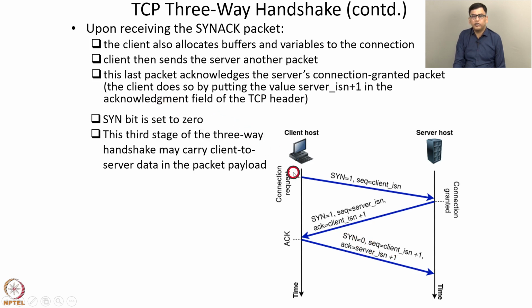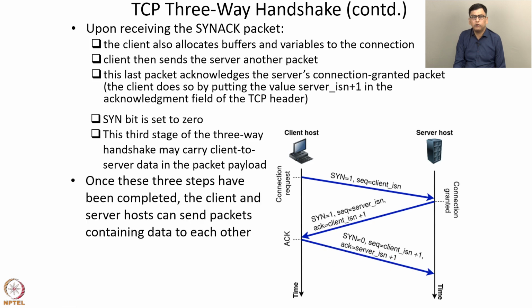So this third stage of the three-way handshake may carry client to server data in the packet payload. So we can piggyback some application data on this third packet, which is sent from the client to the server host. So once these three steps have been completed, the client and the server host can send packets containing data to each other. So this three-way handshake is used to set up a TCP connection. Once it has been set up, the two parties can send application data to each other.